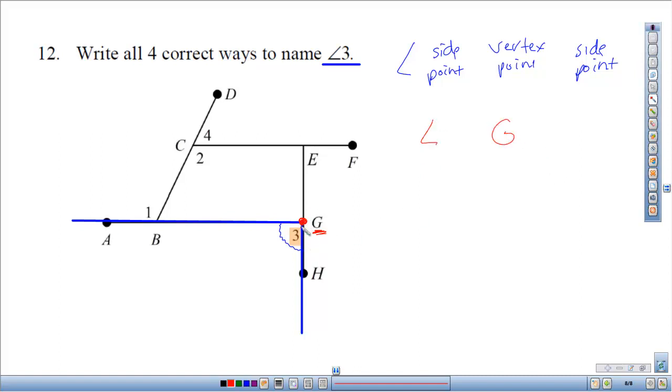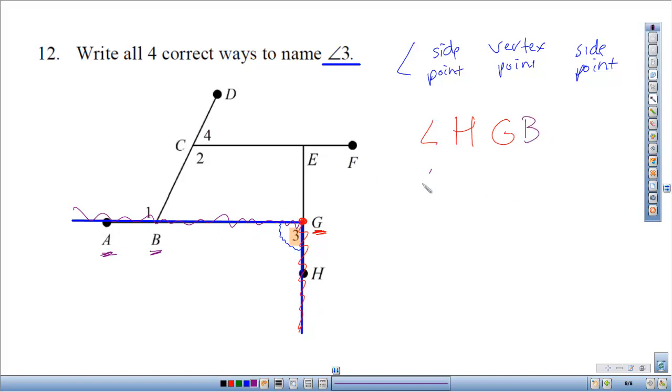So first, let's pick a point off this side. Do you see there's only one point on this side? It's H, so let's put H in. This side over here, though, has 2 points. It's got point A and it's got point B. And it doesn't matter. Either point tells you to look at this side. So I'm going to call this HGB.